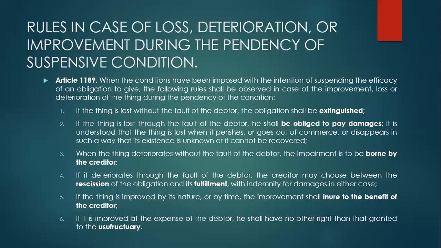Third, when the thing deteriorates without the fault of the debtor, the impairment is to be borne by the creditor. Fourth, if it deteriorates through the fault of the debtor, the creditor may choose between the rescission of the obligation and its fulfillment, with indemnity for damages in either case. Fifth, if the thing is improved by its nature or by time, the improvement shall inure to the benefit of the creditor. If it is improved at the expense of the debtor, he shall have no other right than that granted to the usufructuary. So let us give you an example of these instances.